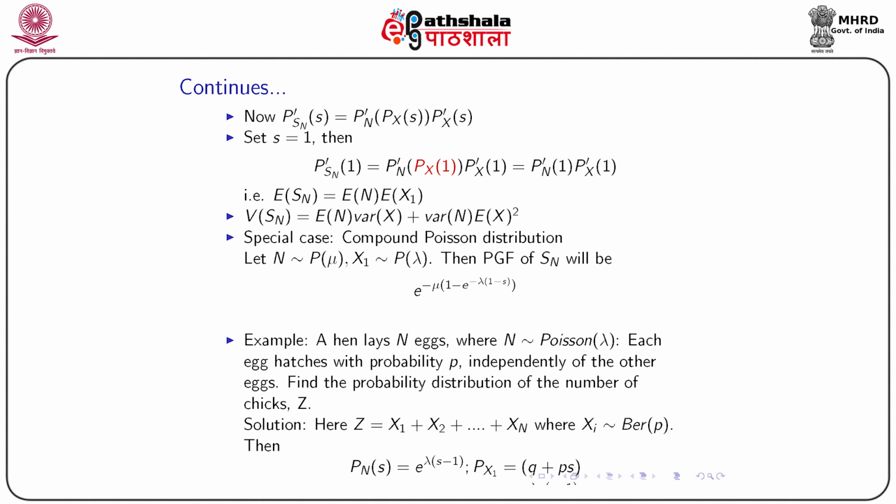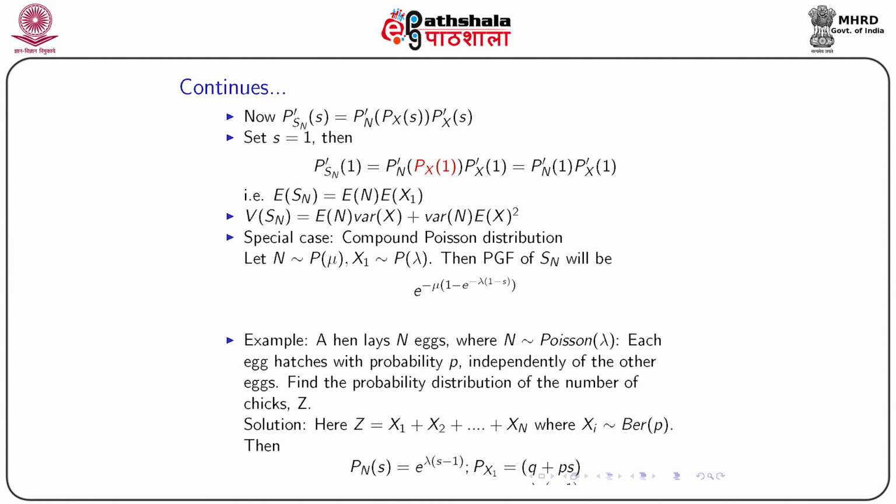Why is this? Because this can be considered as a function of another function. So the argument of this function is itself a function. So if we want to differentiate, first we have to differentiate the outer function, then we have to differentiate the function which is acting as an argument of that function. Now we put s equals 1.